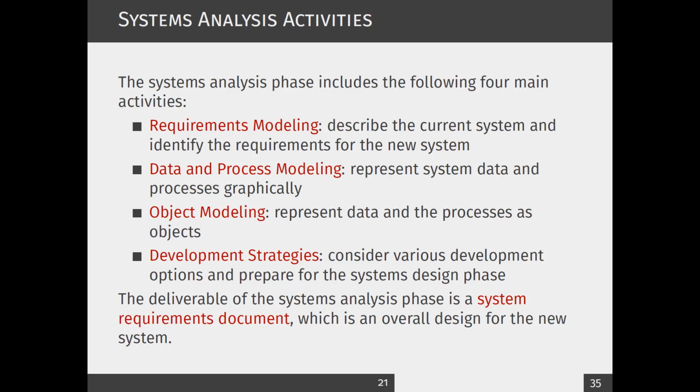Then object modeling. When we have data and processes which you have identified earlier, they can be represented as objects, right? And I told you, this comes with object-oriented analysis. So the data and processes we put into something called objects. These objects can represent people, things, transactions, events, and so on. Then finally, the development strategies, which we have discussed earlier, various development options, and that we will put into the system requirements document.